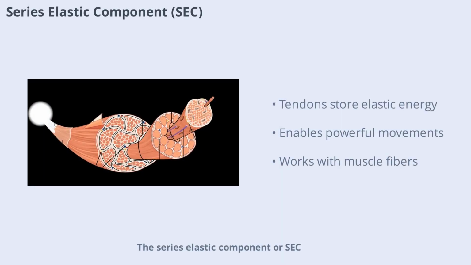Series elastic component, or SEC, is another important part of muscle elasticity. This property comes from the tendons, which are connected in series with the muscle fibers. When a tense muscle is stretched, the tendons act like springs, storing and releasing elastic energy. The SEC is essential for activities that require quick, powerful movements, such as jumping or sprinting. Together with the PEC, the SEC ensures that our muscles can handle a wide range of physical demands.